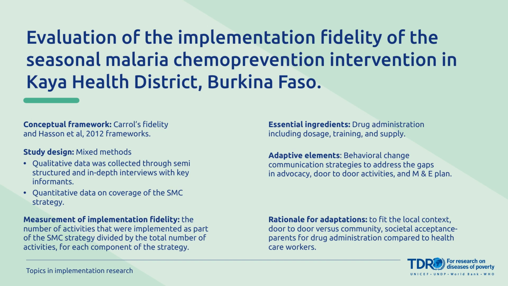The essential ingredients of the intervention were drug administration including dosage, training, and supply. The adaptable elements were behavioral change communication strategies to address the gaps in advocacy, door-to-door activities and M&E plan. The reason for making changes was to fit the local context. This included adjusting things like whether training is done door-to-door or within the community or organization, how often it's done, and whether parents give medicine instead of healthcare workers.